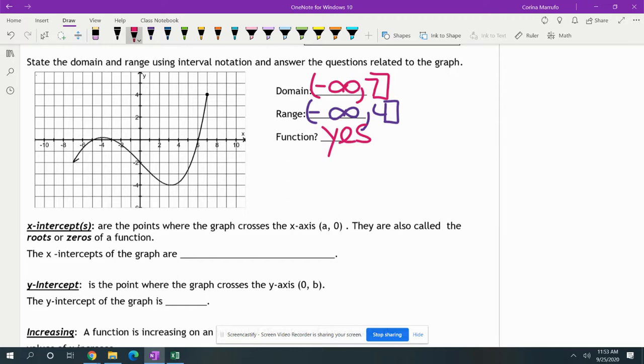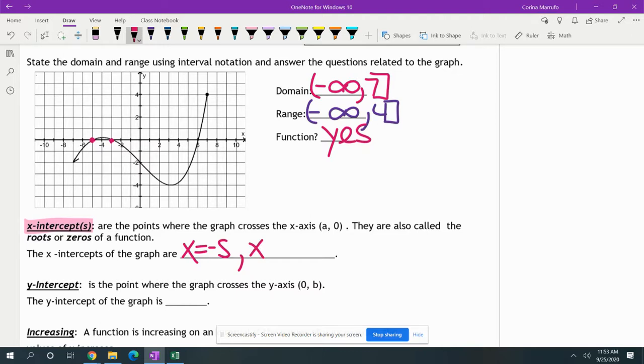Okay, so there are some other key points that we look at on graphs. The first one is x-intercepts. Where does our graph cross the x-axis? Here it crosses the x-axis at negative 5, so the x-intercept is x equals negative 5. It also crosses right here at negative 3, so x equals negative 3.